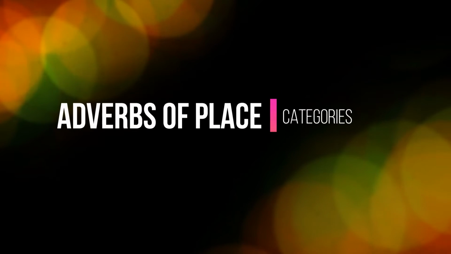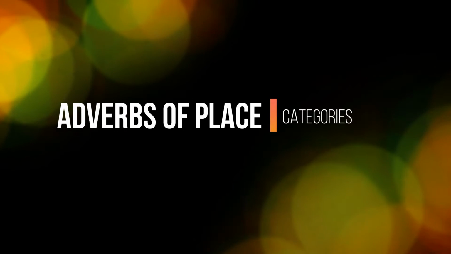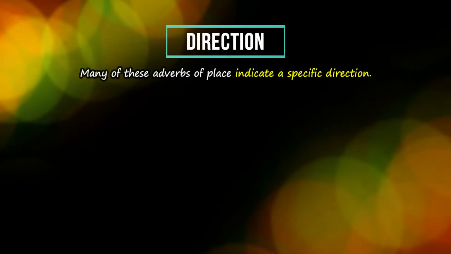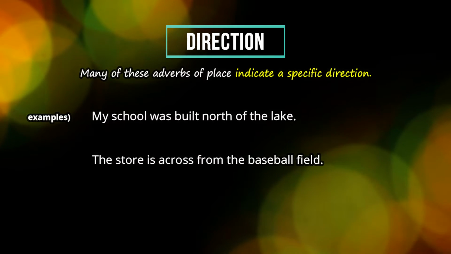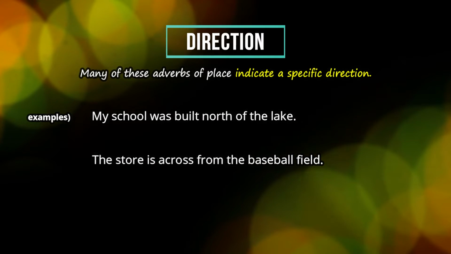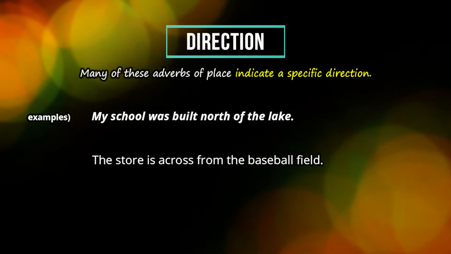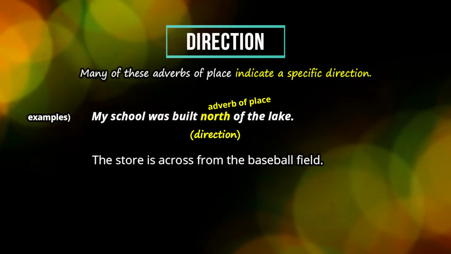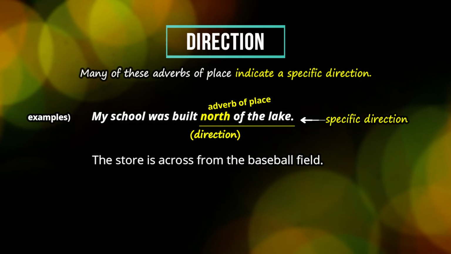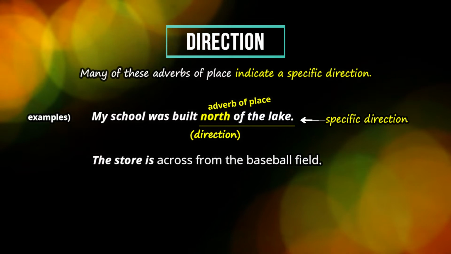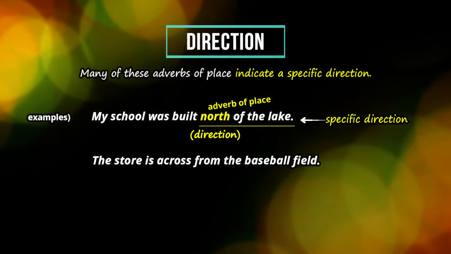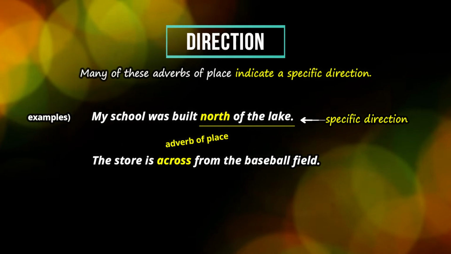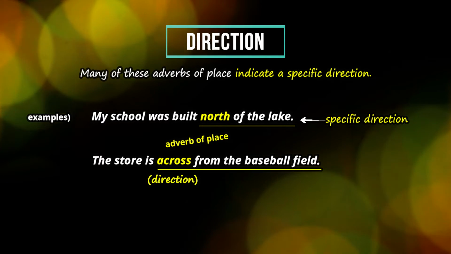Now, there are many categories for adverbs of place, and the first one we're going to look at is direction. Many of these adverbs of place indicate a specific direction, like in our two examples. In the first example, we have my school was built north of the lake. Here, the adverb north, this is the direction, right? North of the lake. And in the second example, the store is across from the baseball field. Across from, we're indicating a direction, right? It's across from the baseball field.